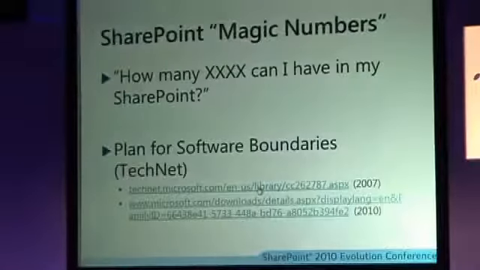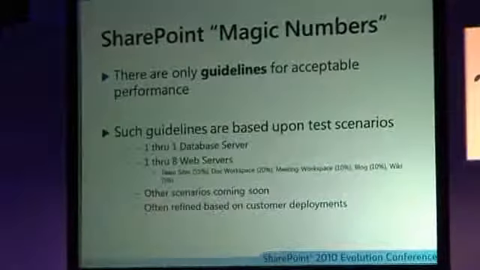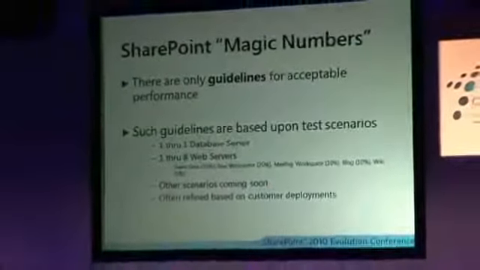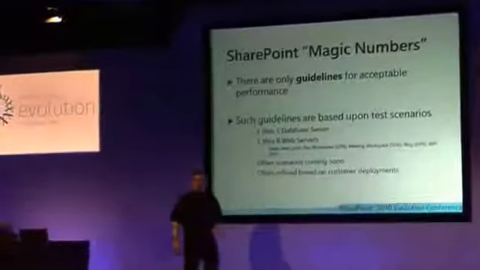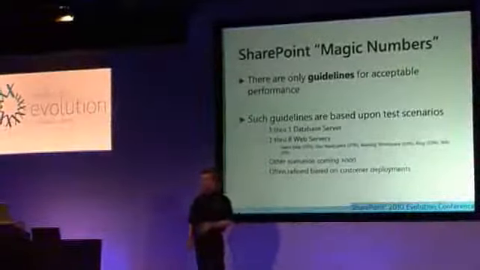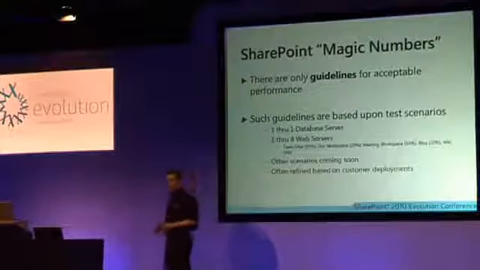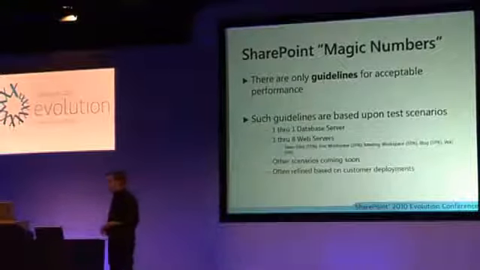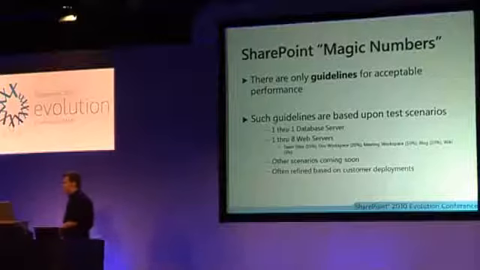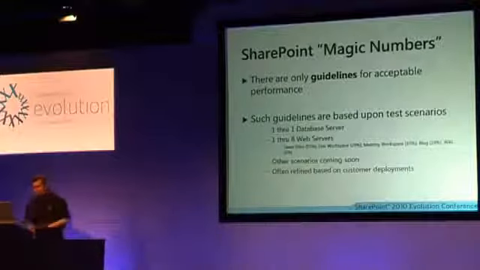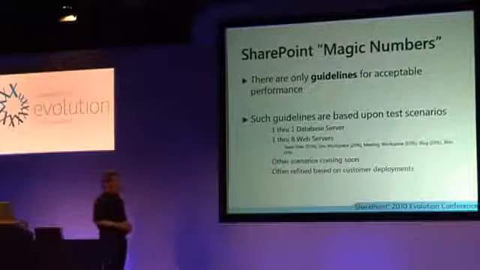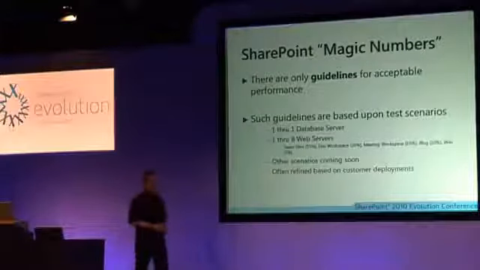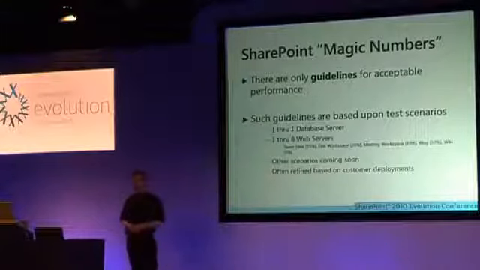But these are not hard limits. They are guidelines for acceptable performance. You can have 5,005 items in a list, and if it's working for you, you're good. Right? These are guidelines. They are not hard limits. There are a couple of hard limits in terms of the higher level objects, but this is basically just guidelines based on what Microsoft have been able to test.